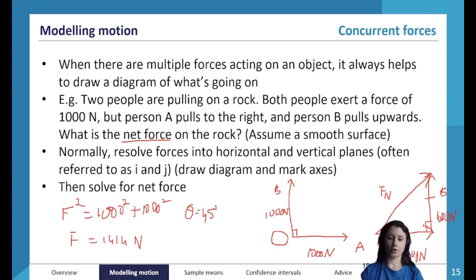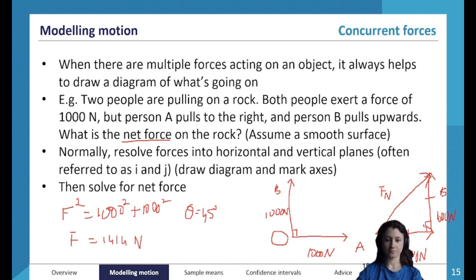So just kind of looking out for that kind of thing really will help you out in that area. So this gives us our net force. So we have a force of 1,414 newtons acting at 45 degrees to the horizontal.